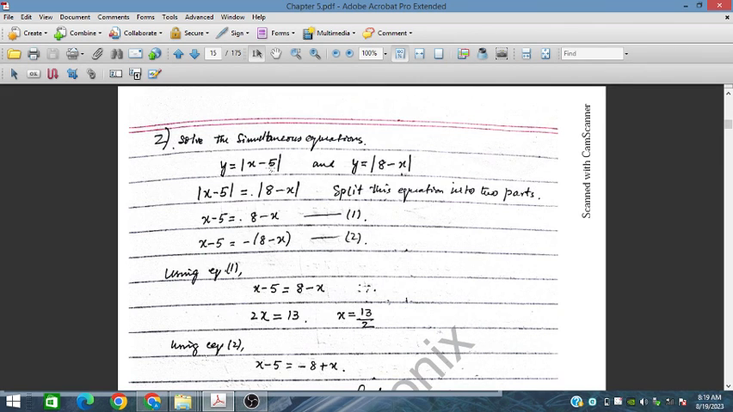We have x minus 5, y is equal to x minus 8. Now we are solving this simultaneously, and x minus 5 equal to this, and we can now split this into two parts.